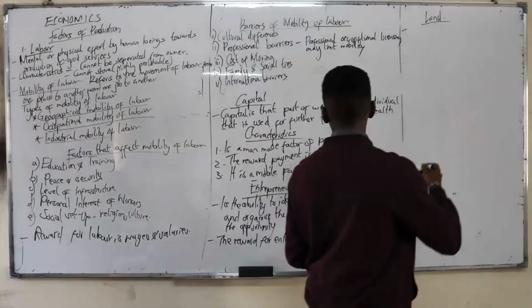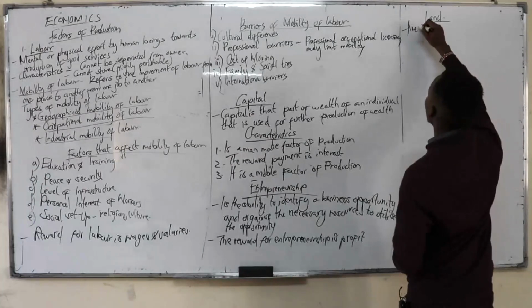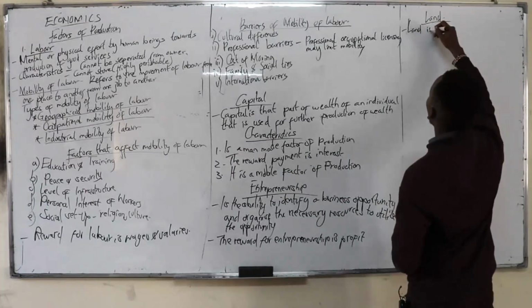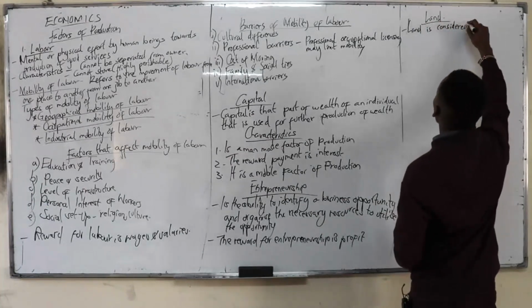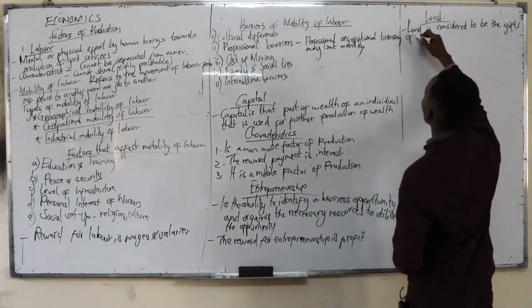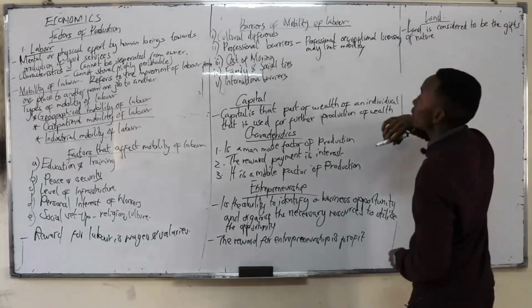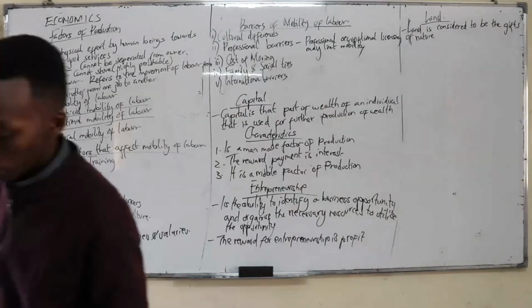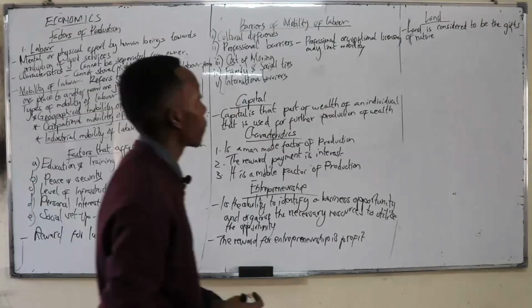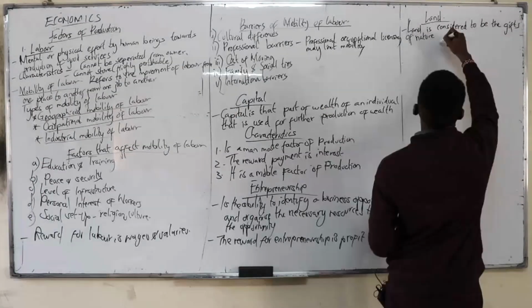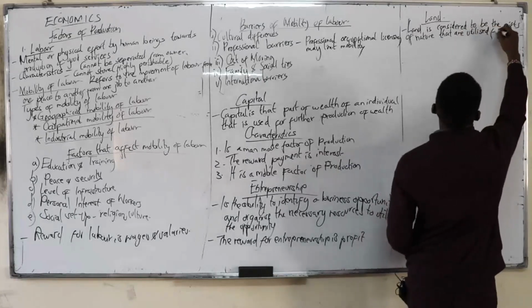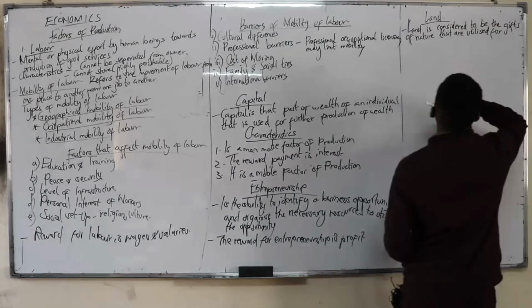So these are the gifts of nature. Land is considered to be the gifts of nature, and these gifts of nature help guide production. The gifts of nature are utilized for production processes.